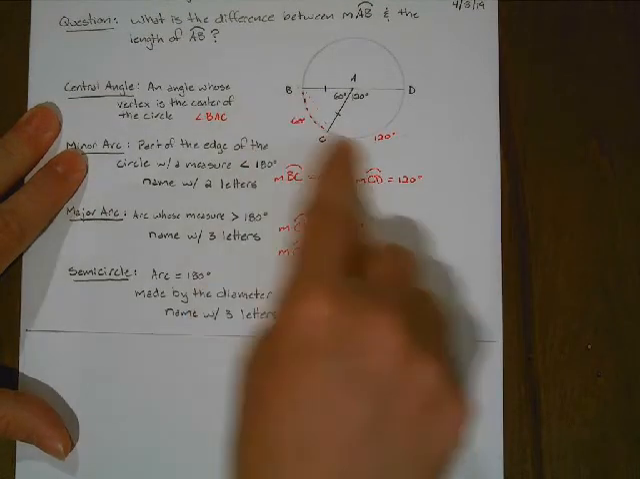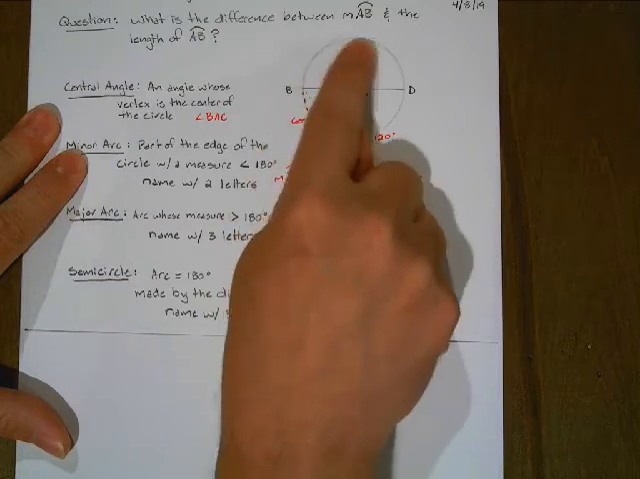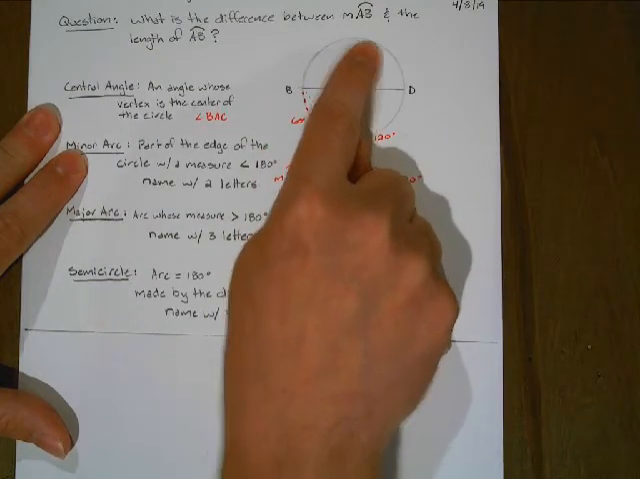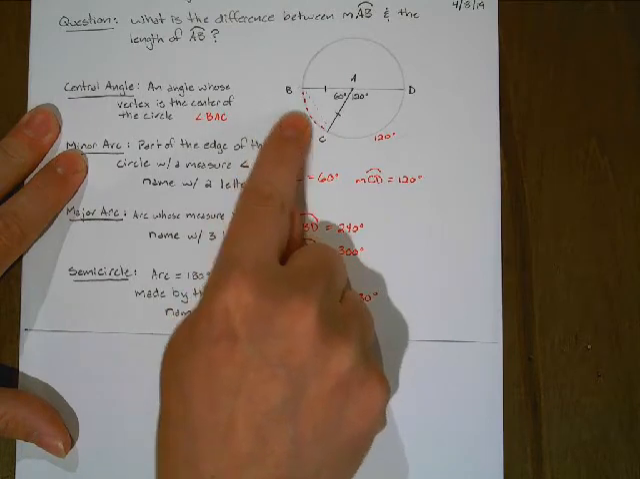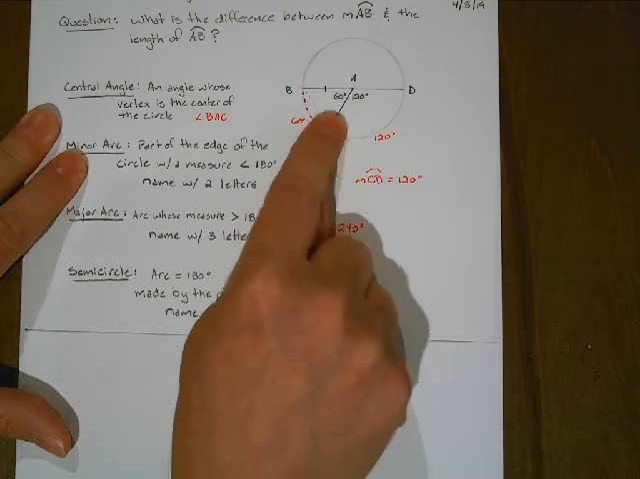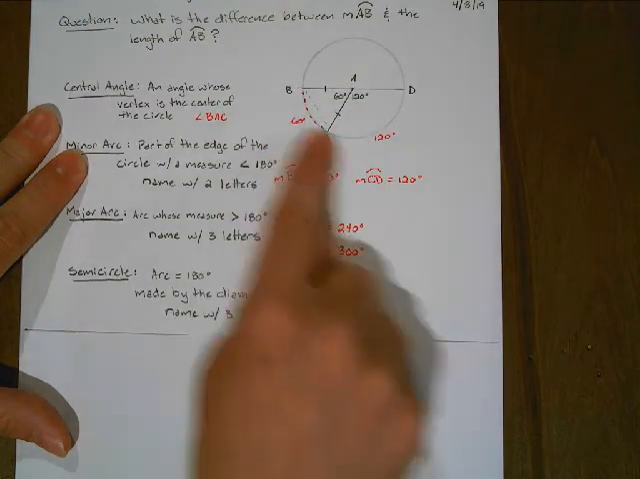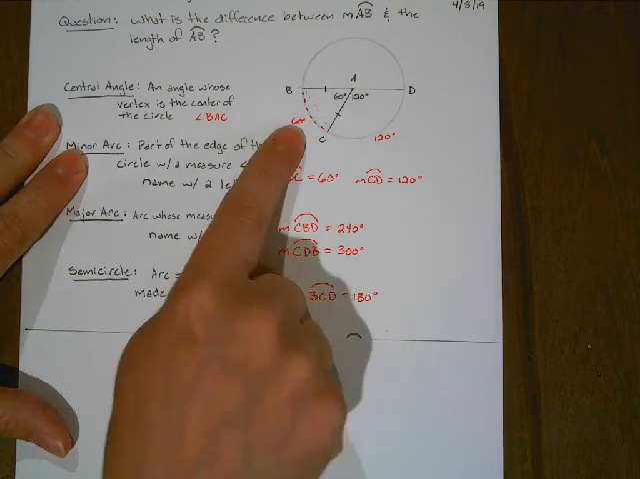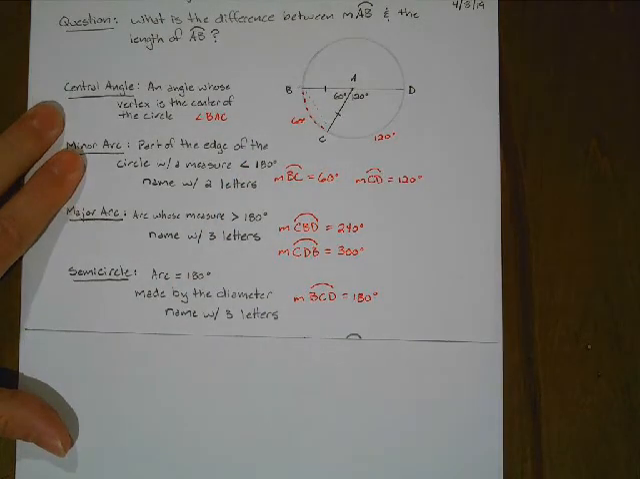We have one down here. We have one up here. Notice that up here, there's not a third letter that I can use. So I can't really name this arc because there are no letters up there. So I'm going to have to name the arc down here, BCD. That semicircle, made from the diameter up here, BCD would be 180 degrees because it's 60 degrees plus 120. So that'd be 180 degrees.